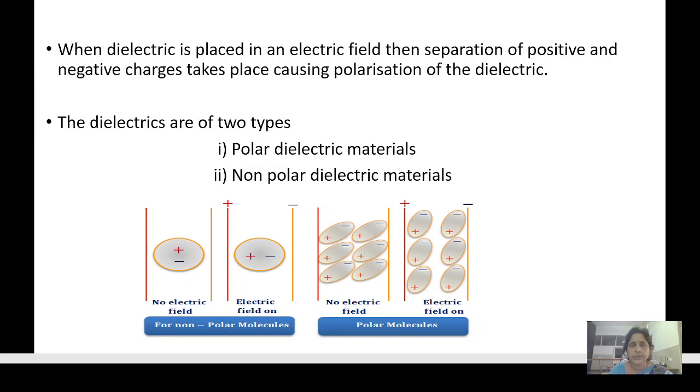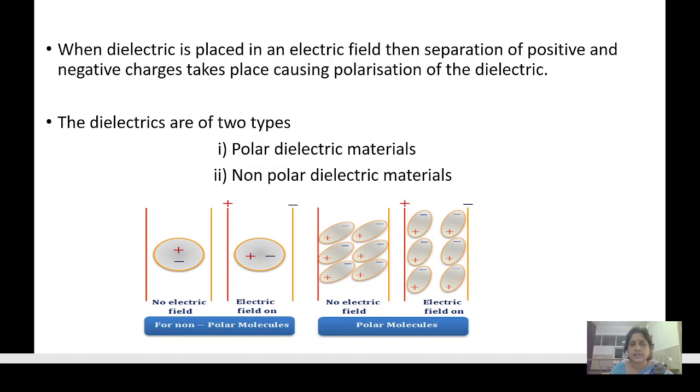When a dielectric is placed in an electric field, separation of positive and negative charges takes place, causing polarization of the dielectric. When you put the dielectric material in an electric field, the charges, positive and negative, are separated. Those two charges are separated. That is called polarization.